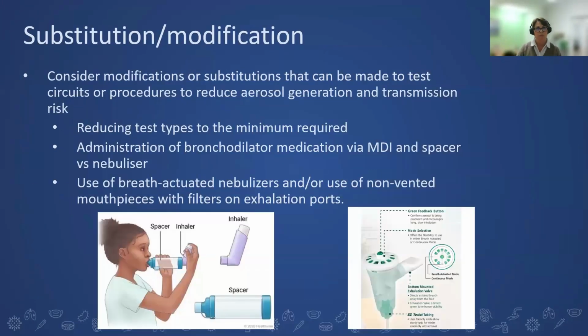We can look at substitution and modification, so we're moving down the hierarchy of controls. We can make changes to the test circuits that we use for our respiratory therapies or procedures, so that we're trying to reduce the number of aerosols being generated and therefore reduce the transmission risk as well. We can reduce the type of tests to the minimum required, particularly when we have high levels of community transmission, or if we're in the midst of a pandemic with either an existing organism or perhaps a novel or emerging respiratory virus.